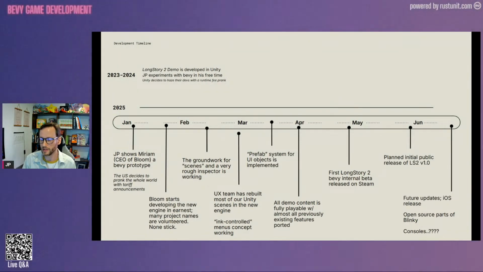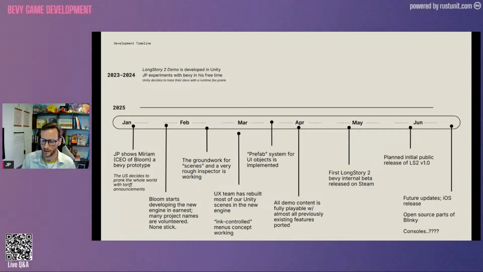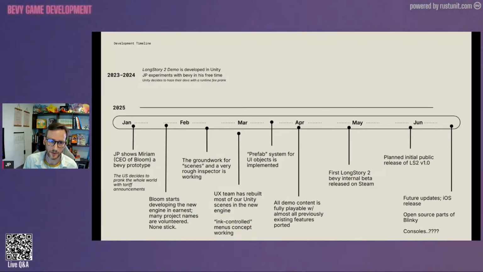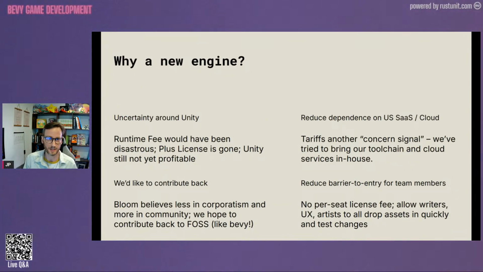And in the future, we're going to release hopefully sometime in June, early June is the planned initial public release on Steam of Long Story 2. That's the Bevy version of it. And beyond that, we'd like to drop an iOS version. And we would like to open source Blinky to some extent, maybe offer a commercial support thing or something. We have to commercialize. It is the necessary evil for us to exist.